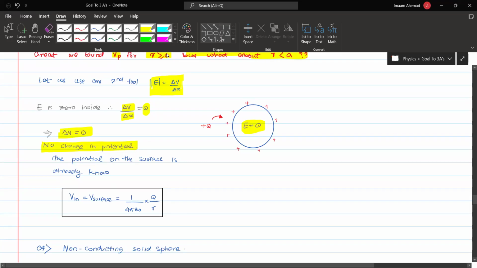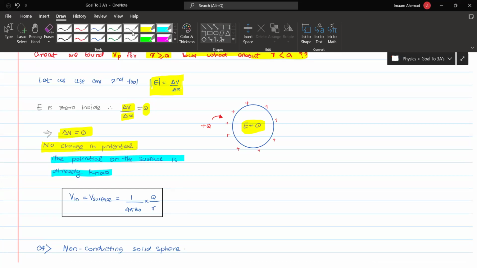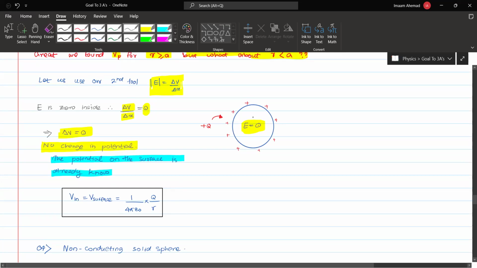We already know the potential on the surface. So what we can tell is the potential difference between the surface and inside is zero. There's no change in the potential. That means the potential inside is equal to the potential on the surface, and that is 1 over 4 pi epsilon q over r.